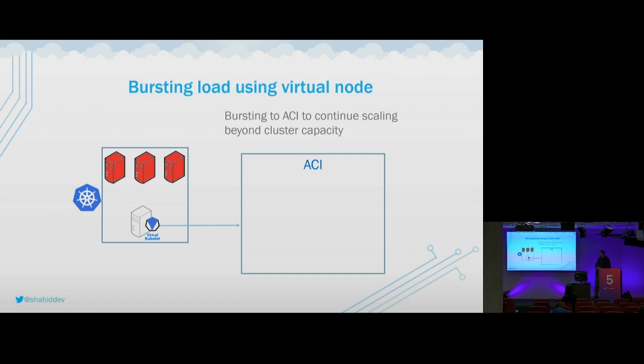By having the virtual node there powered by the virtual kubelet, we can spin additional containers onto ACI to handle that spike in load. While our cluster is potentially auto-scaling in the background, we're able to handle the traffic. Once our cluster's up to scale, we can start shedding the load off the ACI. We stop paying for that at that point, and we are happy again.